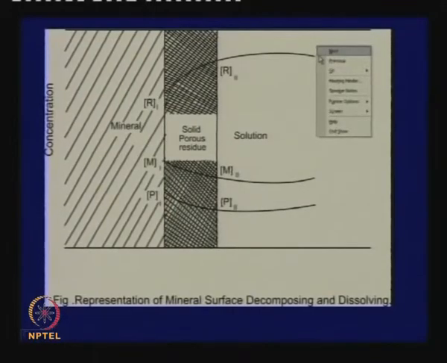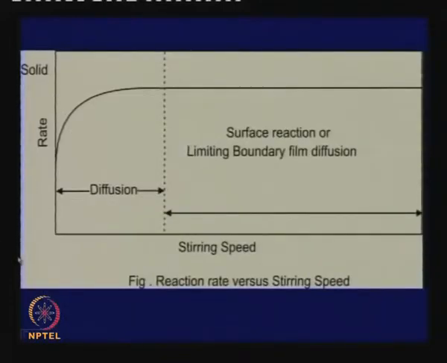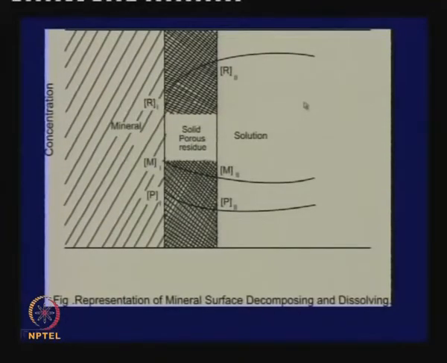The reagent has to come through the layer to the surface of the mineral, and the metal that is going into the solution has to diffuse through the porous residue, etc. Suppose there is a leaching reaction where the intermediate residue layer is not porous, but is very adherent, then the leaching reaction will stop. So, this possibility is also there.